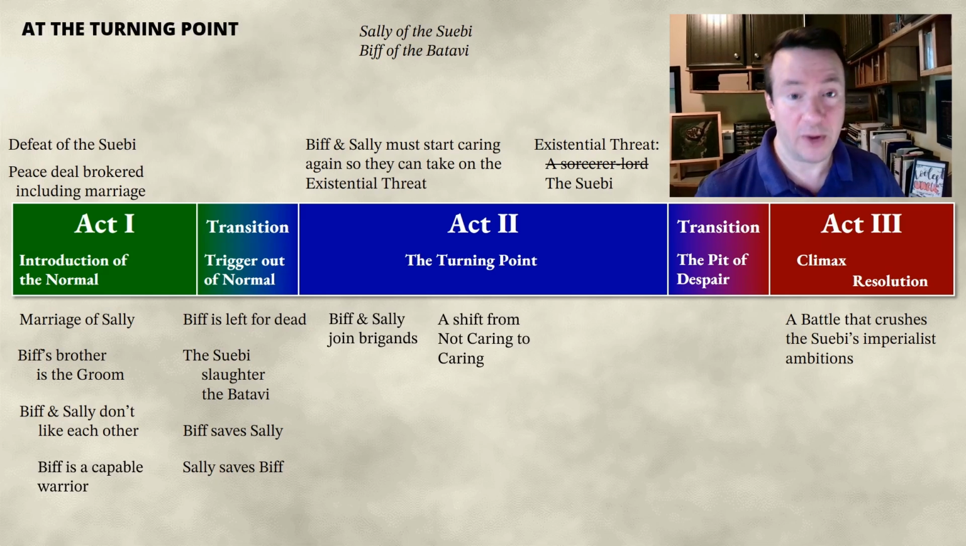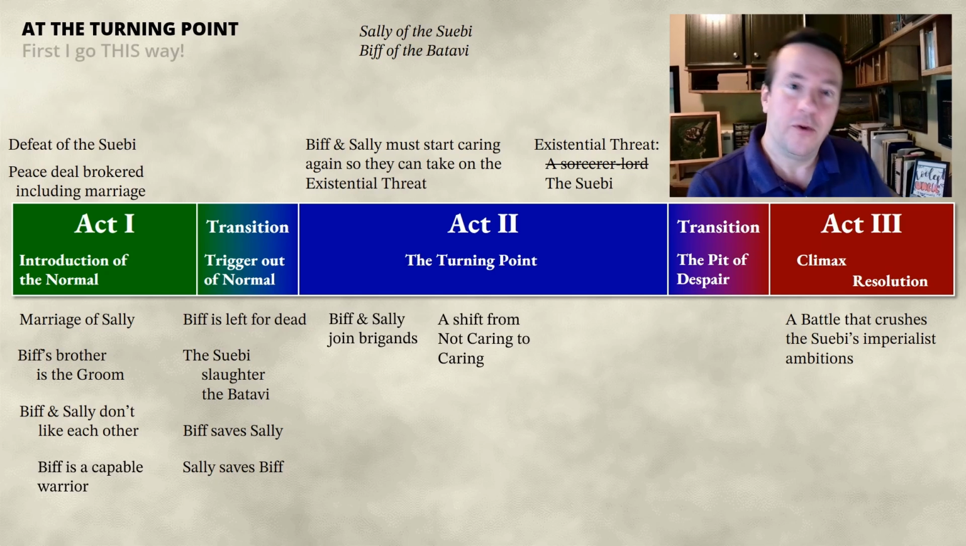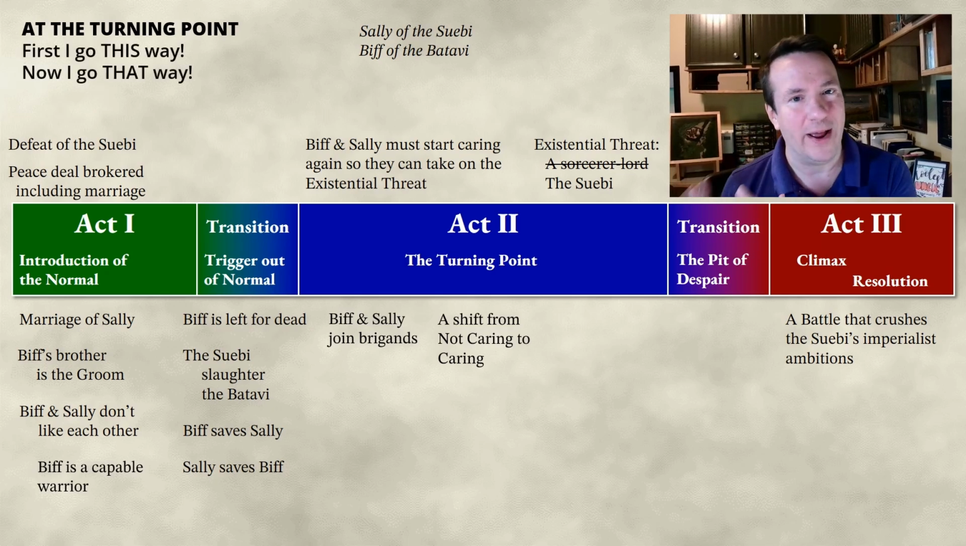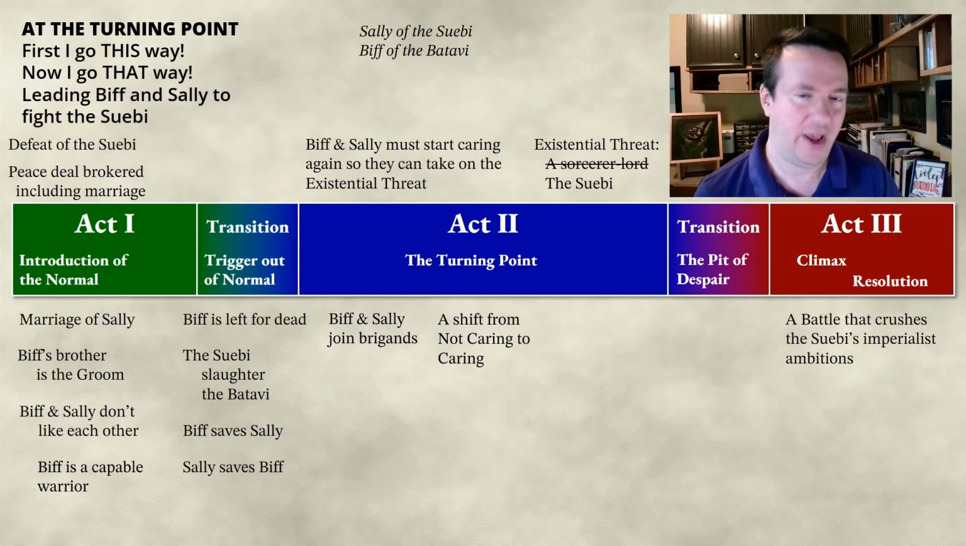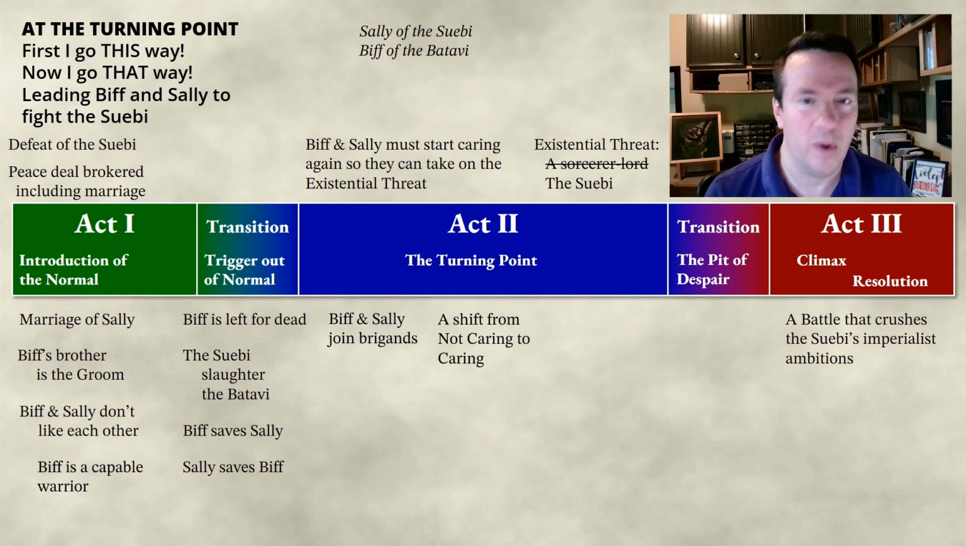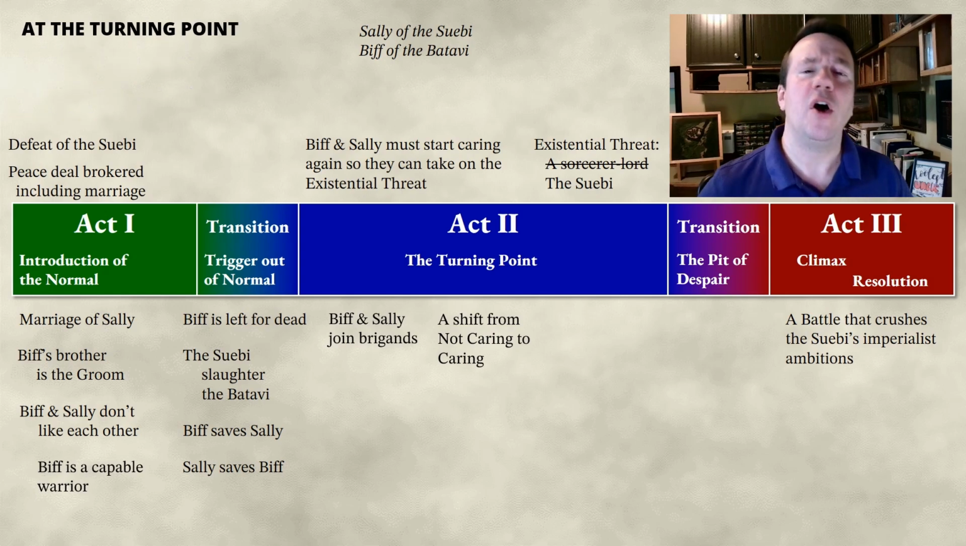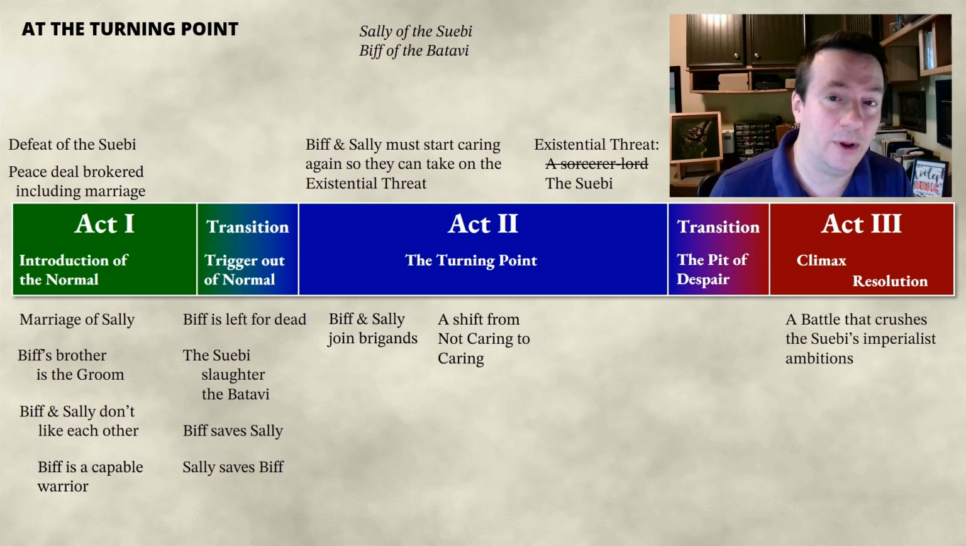But ultimately, there must be a trigger point from first I go this way to now I go that way. And we must remain fixed on our climax. That trigger point must lead Biff and Sally to taking on the Swebi, like we want them to in our climax. Remember, always keep your eye on the climax. To solve our turning point dilemma, I think it might be helpful to add a third tribe alongside the Batavi and the Swebi.